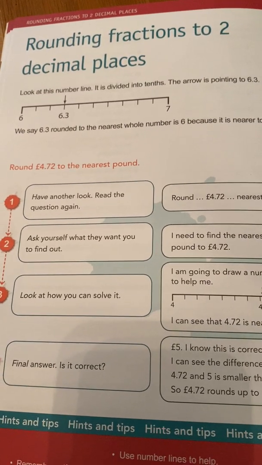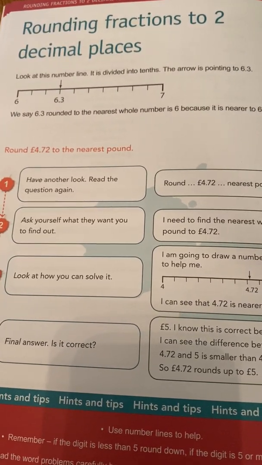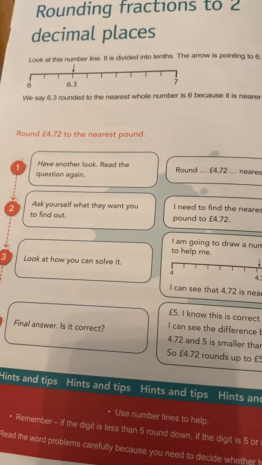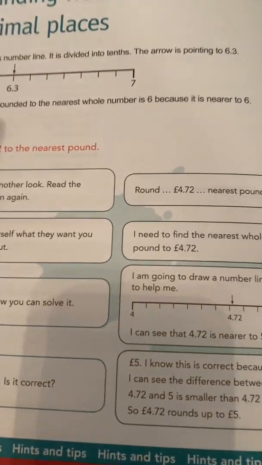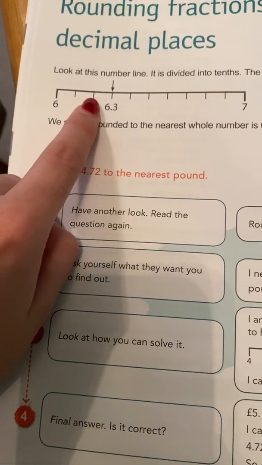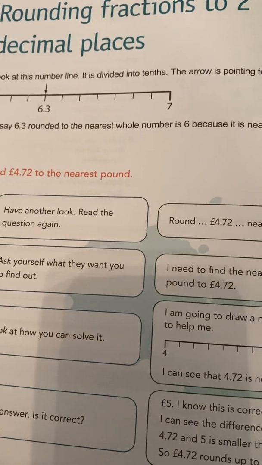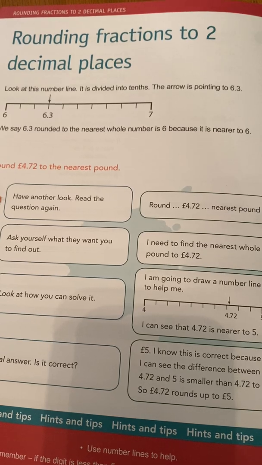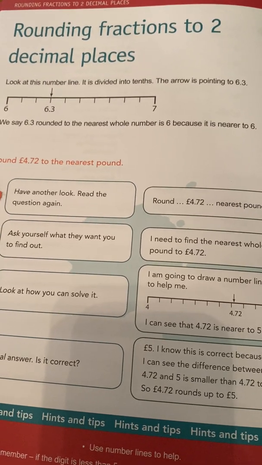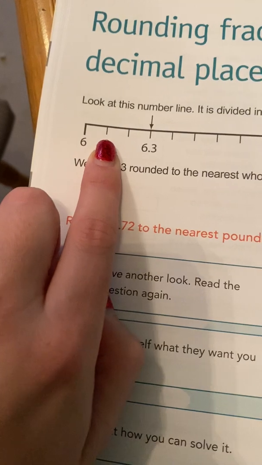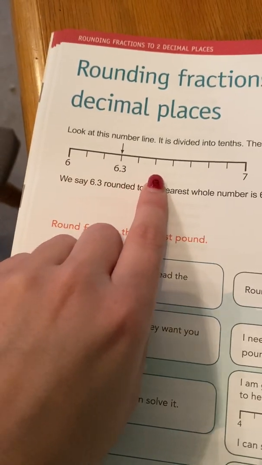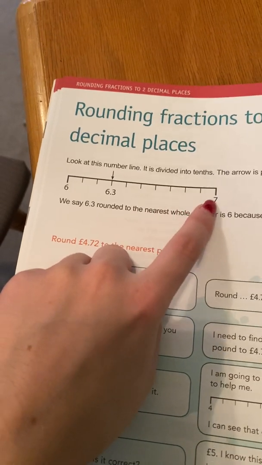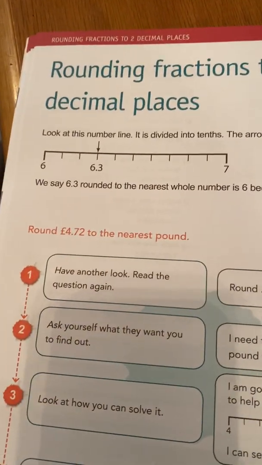So it says there, look at this number line. It is divided into tenths. That means that number line is split into 10 parts. Okay, can you see these little lines? We say 6.3 rounded to the nearest whole number is 6 because it is nearer to 6. Okay, so if we're looking on here, 6.1, 6.2, 6.3, 6.4, 6.5, 6.6, 6.7, 6.8, 6.9, 7. And that is how our decimal numbers work.